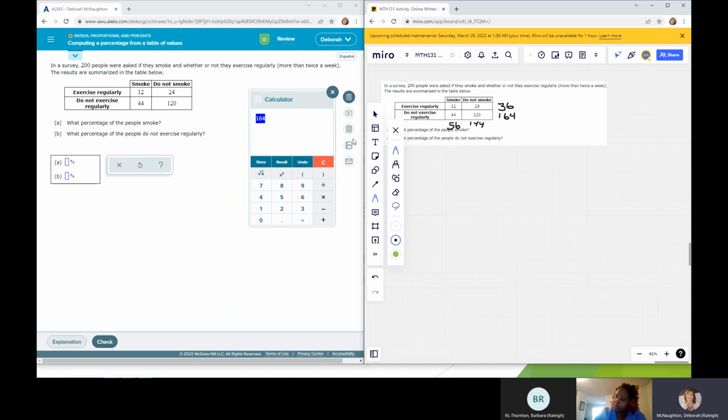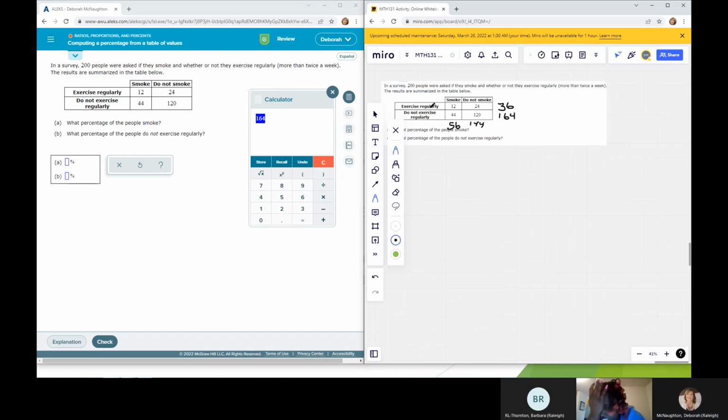Okay, and you'll notice that this is all the people who smoke, 56, the people who do not smoke, 144, and then this is the people who exercise regularly, 36, and the people who do not exercise regularly, 64. And then in the middle, again, these are the ones that are both. This is smoke and exercise regularly. You with me so far?